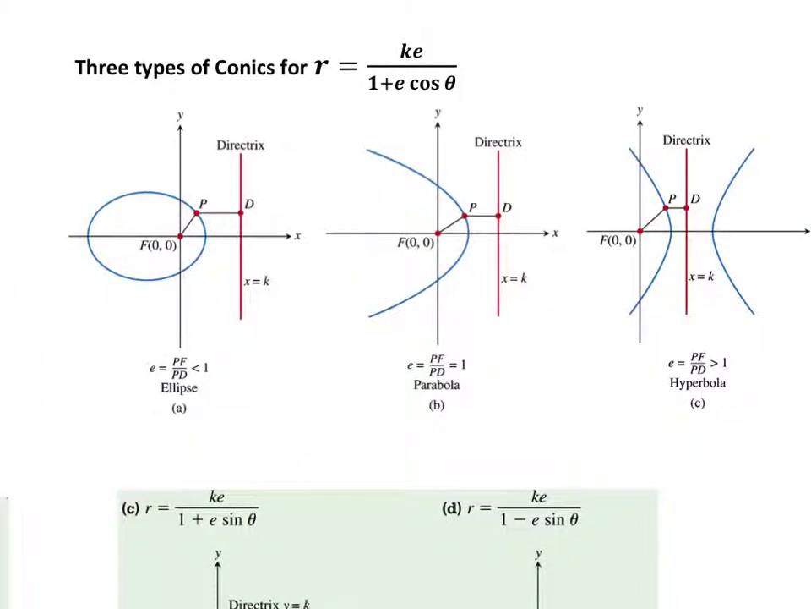Alright. Three types of conics for r equals k times e, the eccentricity, over 1 plus e, the eccentricity, cosine theta. The ellipse is when the eccentricity is less than 1. The parabola is when the eccentricity equals 1. And the hyperbola is when the eccentricity is greater than 1.